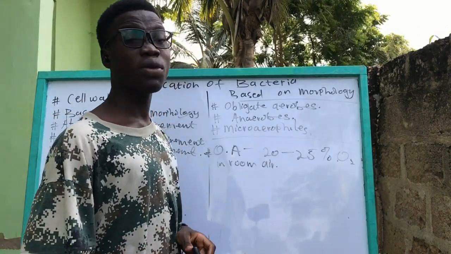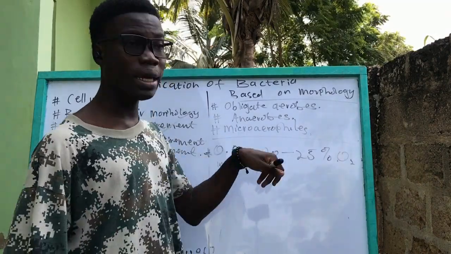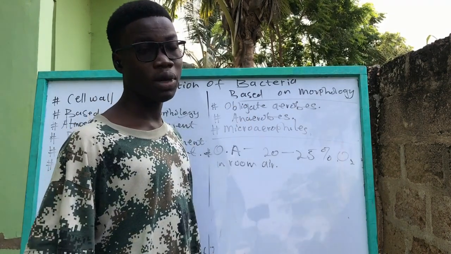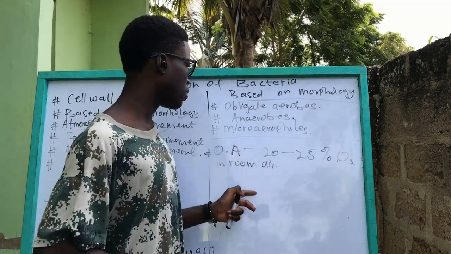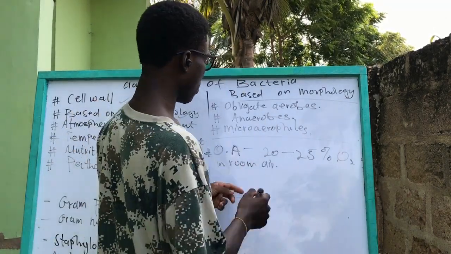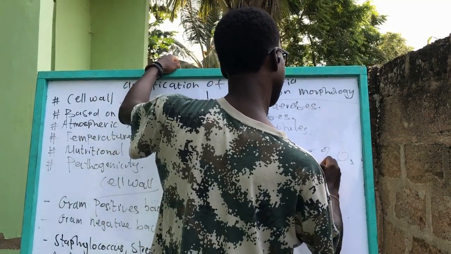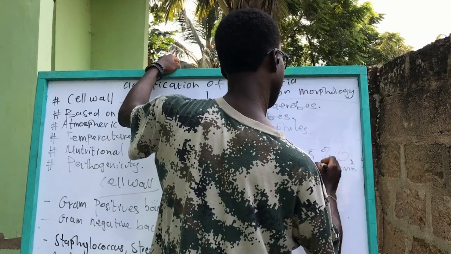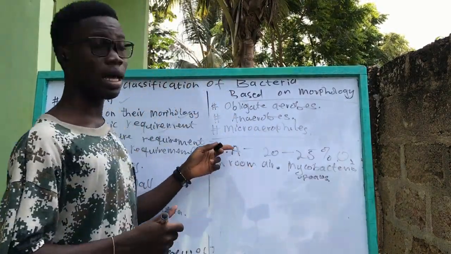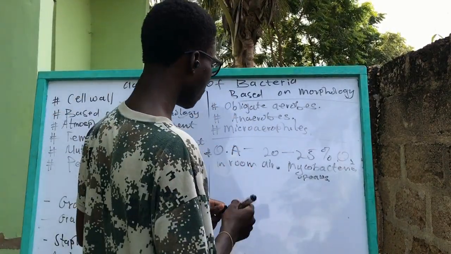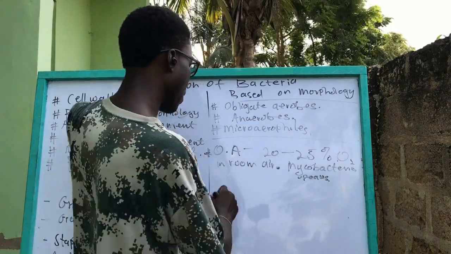So when we talk about the Mycobacterium species, they are examples of obligate aerobes. So when we say obligate, we are being specific. They require oxygen in order for them to thrive. So obligate what, aerobes. So obligate aerobes, we talk about the mycobacteria species. Okay, that these are obligate aerobes. Now let's talk about the microaerophiles.